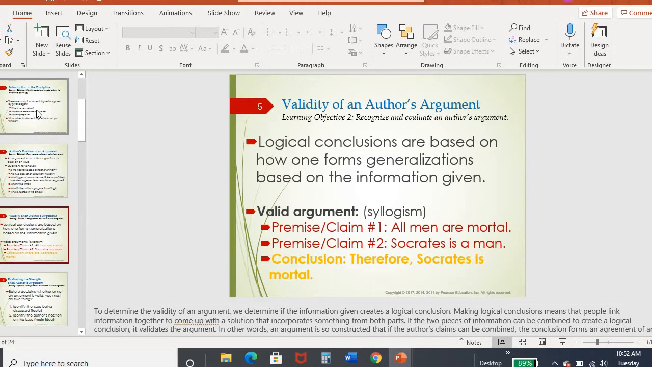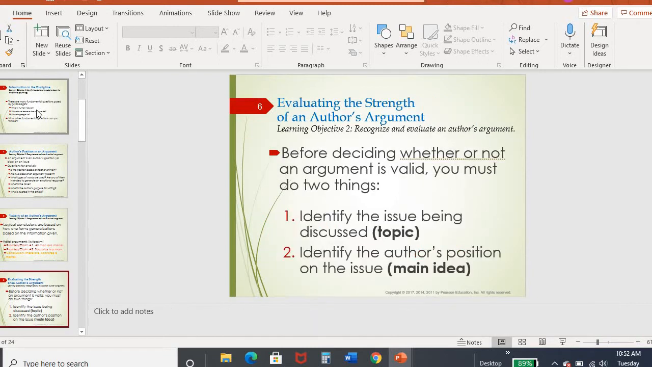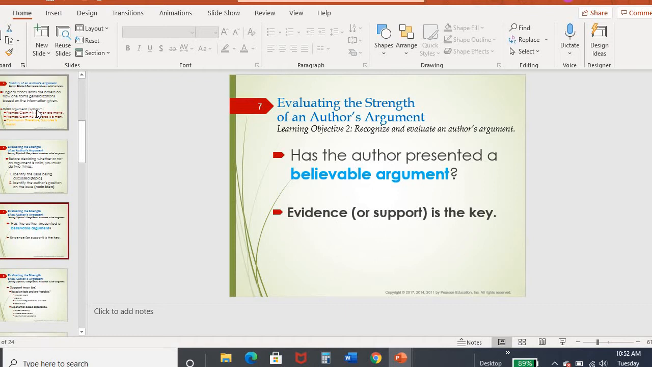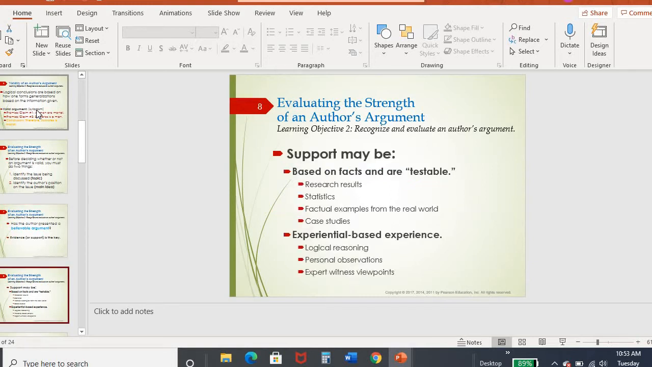And so we're going to talk about a lot of those concepts. So to look at the validity of an author's argument, you look to see how they are using conclusions. Are they using generalizations? So you have to understand the topic and the main idea, and this kind of goes back to everything that we've talked about. Whenever you read something, you have to be able to walk away with the topic, the who or what, and the main idea, their point, the most important thing they want you to know about that topic. And so you need to look to see, are they presenting an argument? If so, is it believable? What kind of evidence is supported?